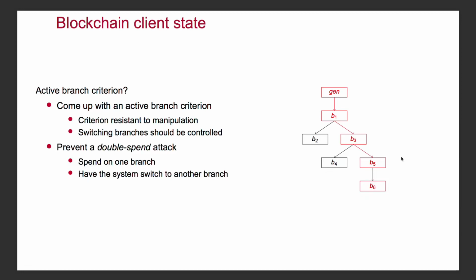So switching branches in this block tree should be somehow controlled. The reason is also to prevent a double spend attack. So what's a double spend attack? The idea of a double spend attack is to create a transaction that spends some coins in block B4, and then revert, basically switch to a different branch, so the transaction gets reverted.